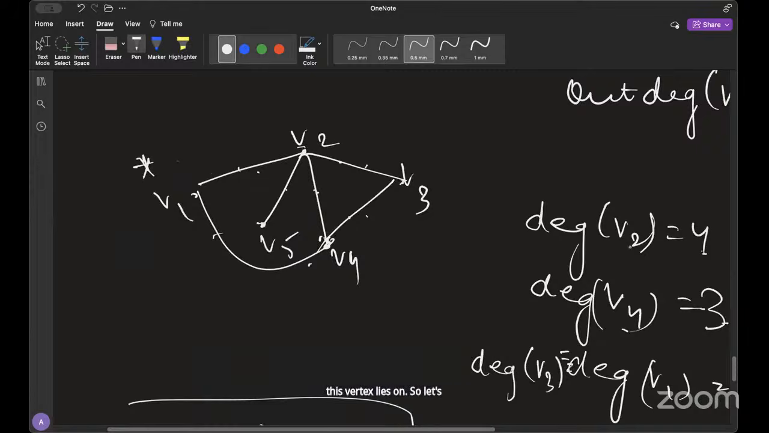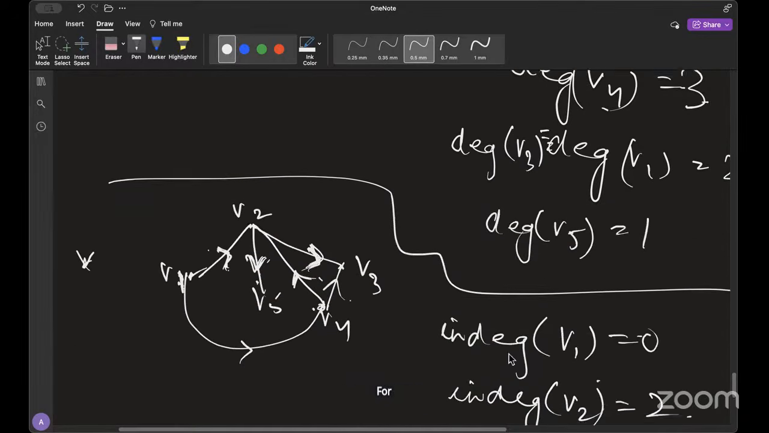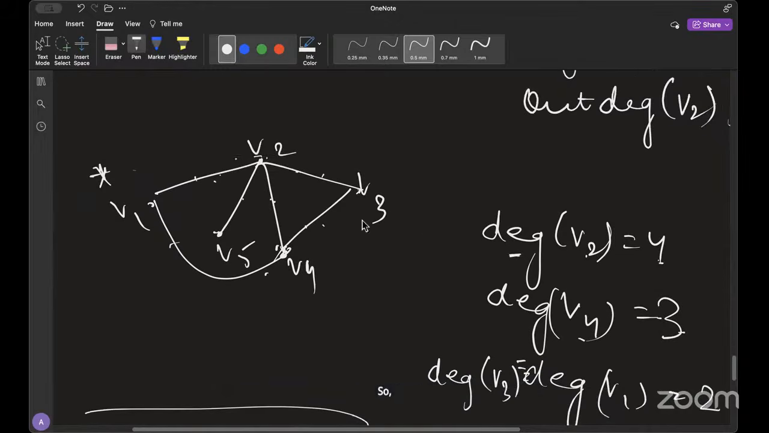So let's say you have V2. Because there is no concept of incoming edge and outgoing edge, there's just one edge. So the number of edges that this is connected to, or that this vertex lies on, is the degree of this vertex. If you see degree, that's only for undirected graphs. For directed graphs, you see the term in degree and out degree. So degree of V2, because it has 4 edges connected to it, that means it should have 4 degree, right?